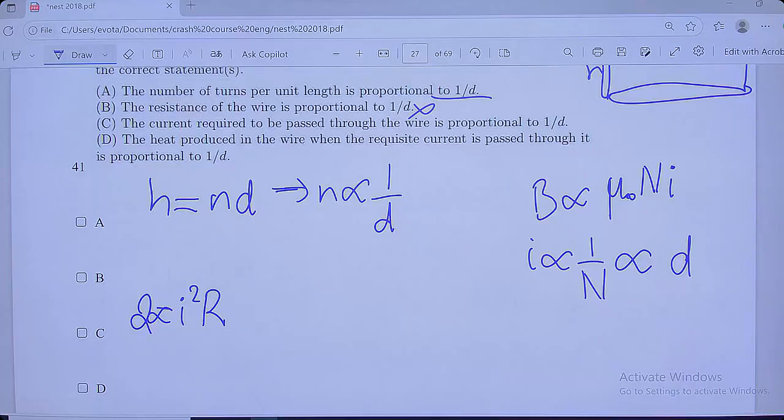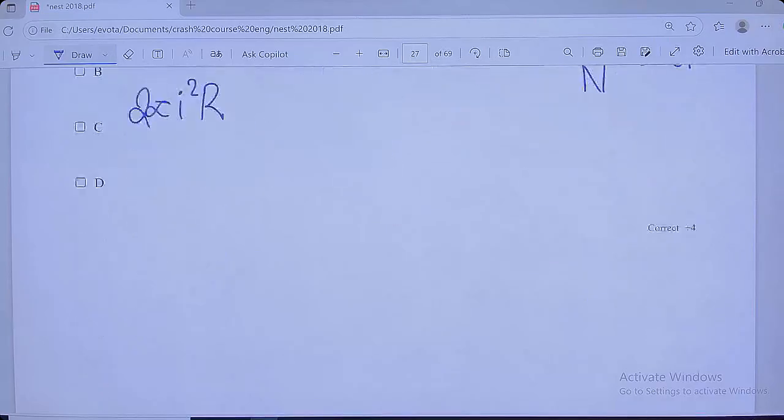So heat produced should be constant. So option D is also not right. Option D says it should be proportional to 1 upon D. Is it clear? All you have to check is proportionality from here, and in each and every option you will see option A is coming right. Let's look at the next question.